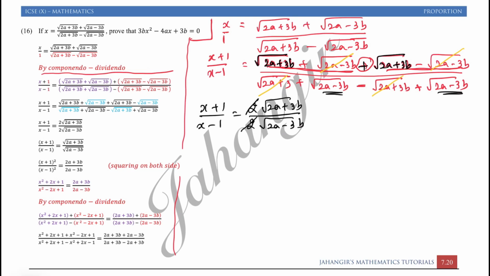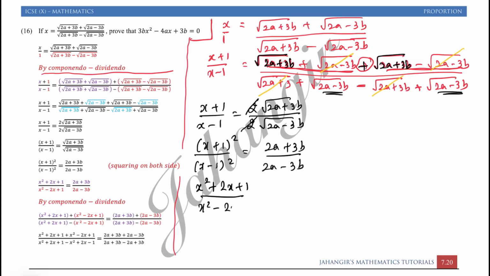To remove the square root, I have to take square on both sides. X plus 1 whole square upon x minus 1 whole square is equal to 2a plus 3b upon 2a minus 3b. Now taking identity, writing down the identity, x square plus 2x plus 1 upon x square minus 2x plus 1 is equal to 2a plus 3b upon 2a minus 3b. Now we will take componendo dividendo again. So x square plus 2x plus 1 plus x square. This is numerator. First part is numerator.